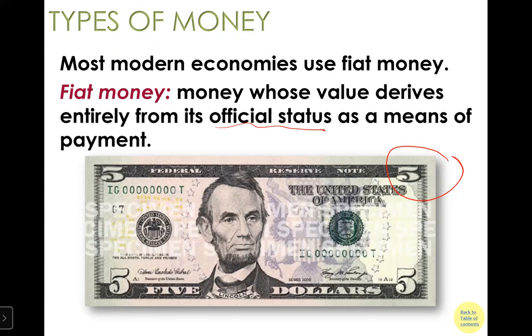Now, this law just says everyone must accept this as a medium of exchange. The law grants you the right to use this money for legal purposes, to exchange for goods and services, right? So this is called fiat money. It has no intrinsic value. It has no commodity behind this money. So this is fiat money.